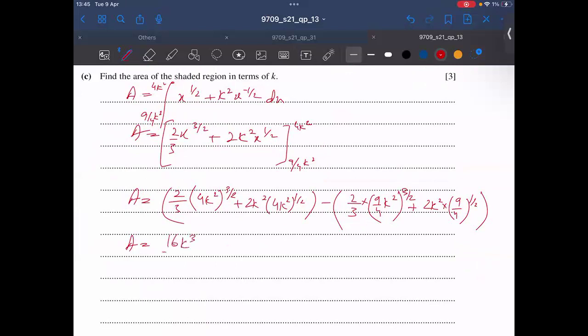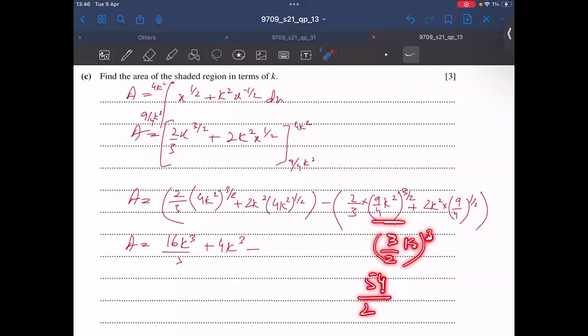8k cube times 2 is 16k cube over 3 plus this is going to be 2k in 2 into 2, 2 into 2 4, 4k cube. All right, minus is going to be 3 over 2k to the power of 3 is going to be 27 into 2, 54 over 24 because it's going to be 2 to the power of 3 into 8 into 3, 24. 54 over 24 k cube, and 54 over 24 is how much? Is 27 over 12, 9 over 4 k cube.